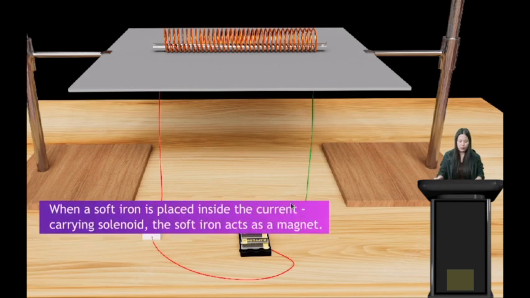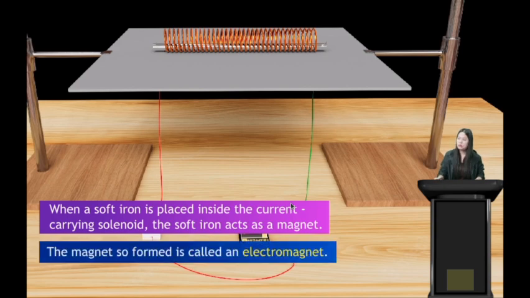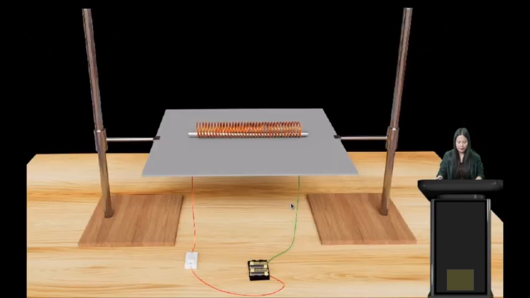Yes, students. So here we see that when a soft iron is placed inside the current carrying solenoid, the soft iron acts as a magnet. Right? The soft iron acts as a magnet, and the magnet so formed is called an electromagnet.